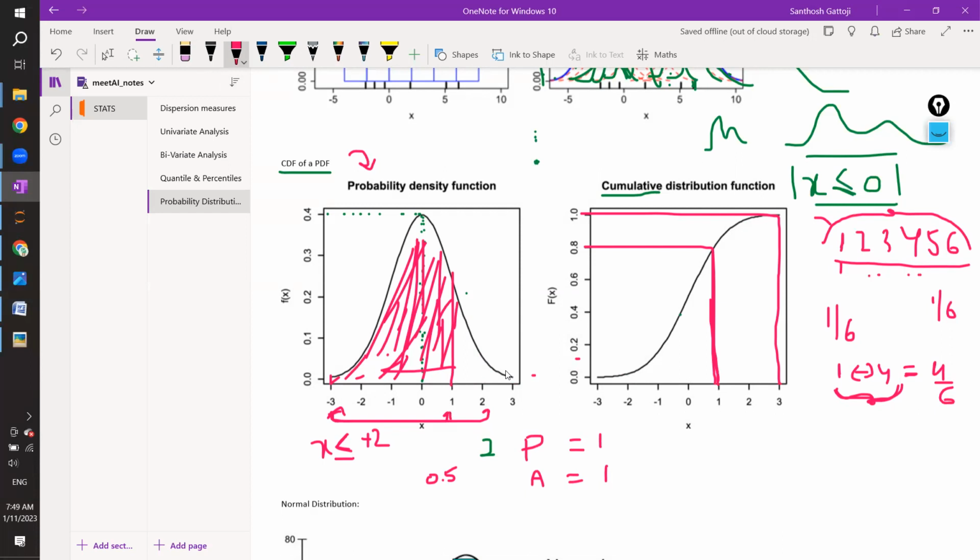Clear? Let me know, guys. Is it clear? Yeah, Santosh. Fine. Any doubts, Meghna? That's No, fine. clear. Clear, right? Okay.